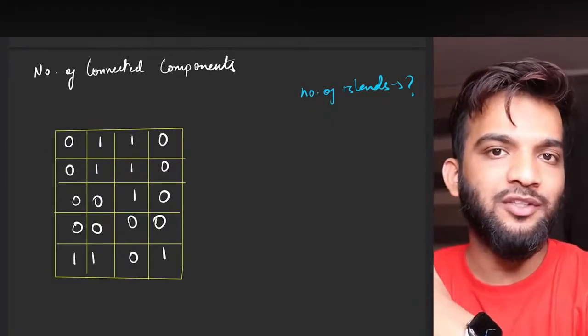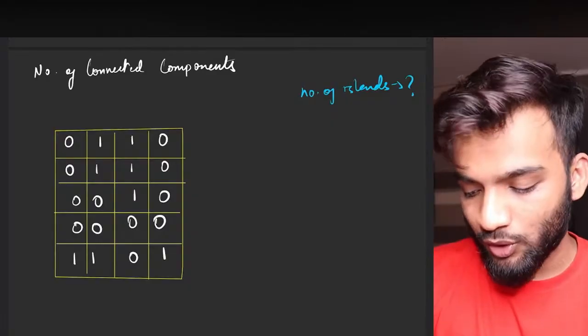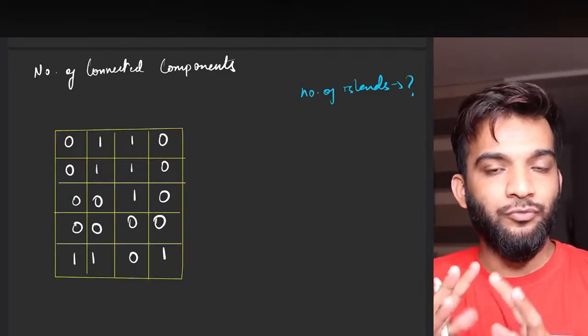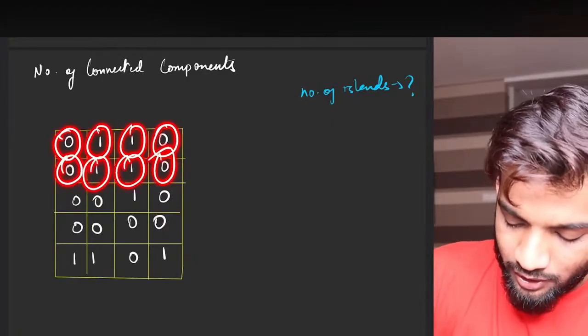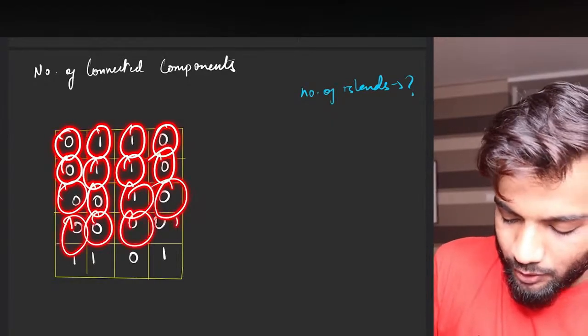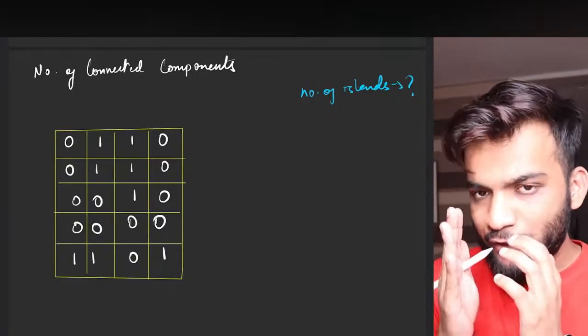Now you might be thinking, but Striver, this is a 2D matrix. How can this be a graph problem? This is a graph problem. So try to think of each cell as a node. All these guys are nodes, or vertices.